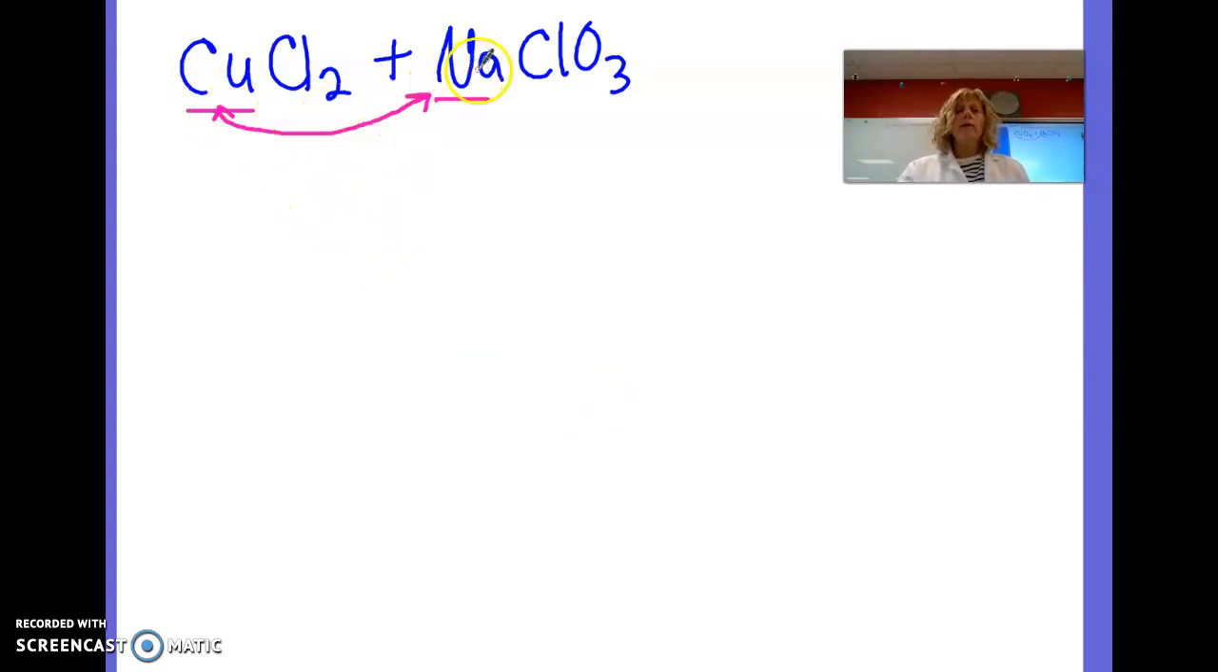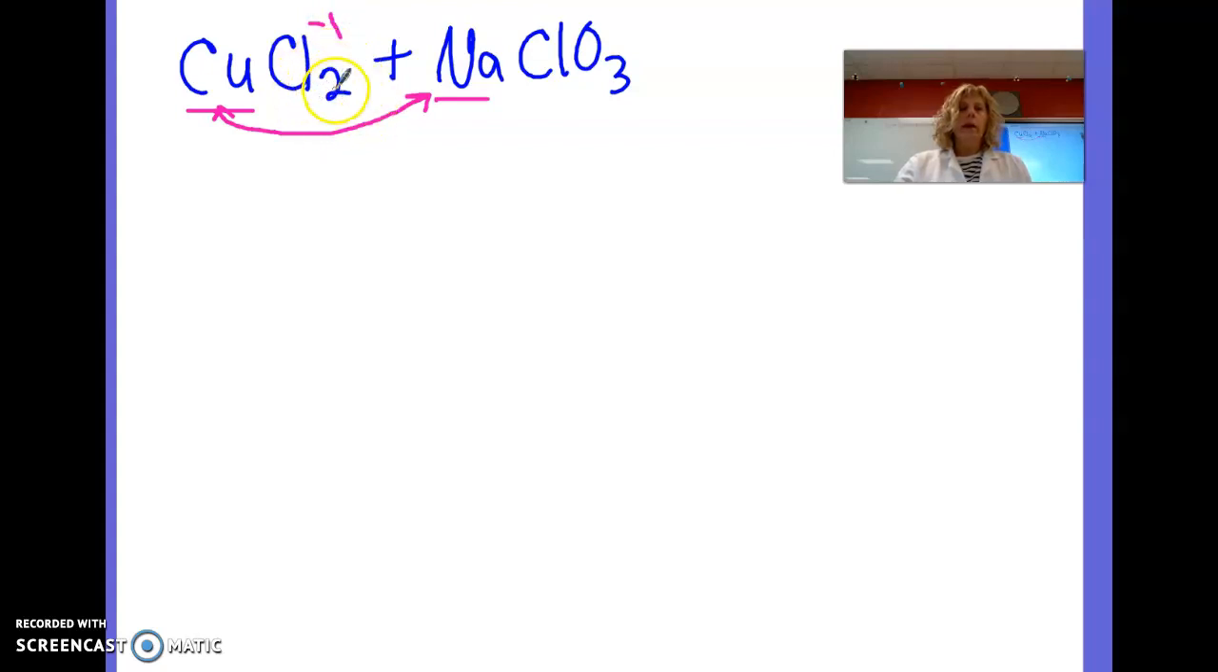So copper chloride combining with sodium chlorate, that's what this one is. And remember that there's a couple different forms of copper. So how do I know whether this is copper ion with a +1 charge or copper ion with a +2 charge? Because it doesn't tell me that necessarily, but really it does. We know that the chloride ion is a -1 charge, okay?